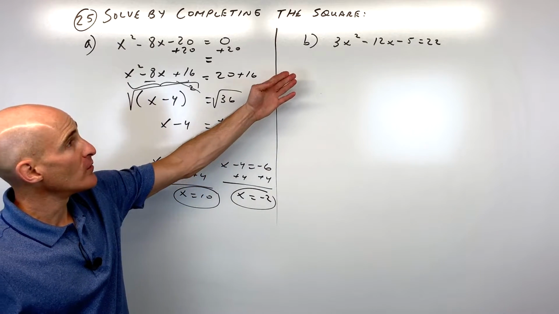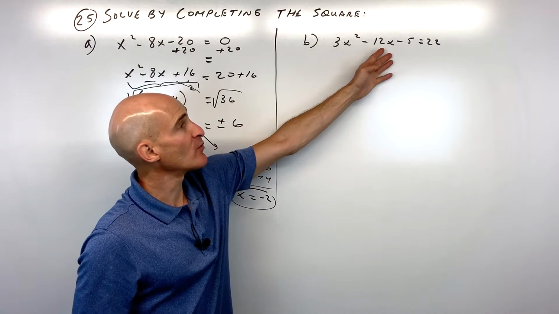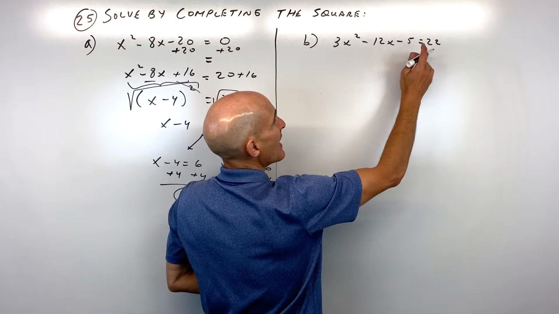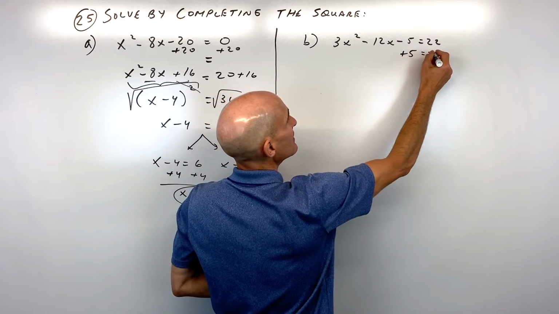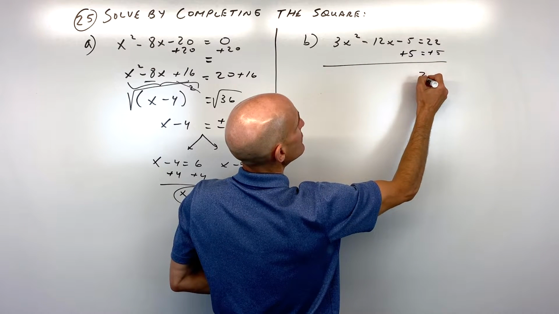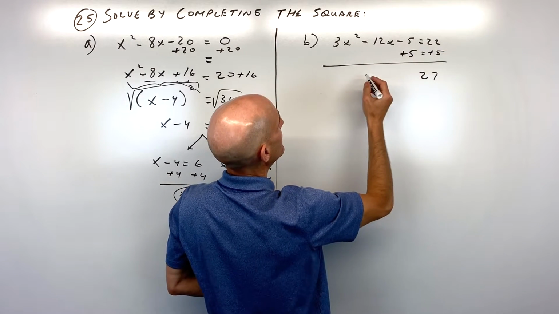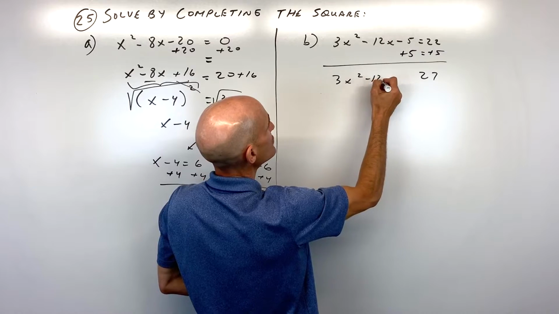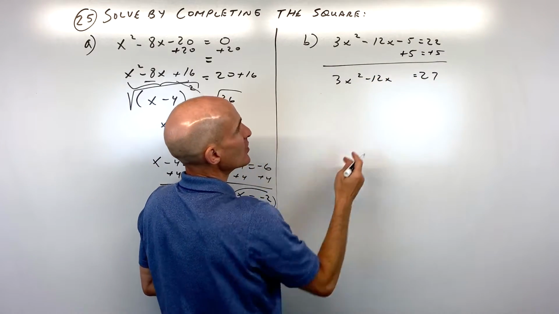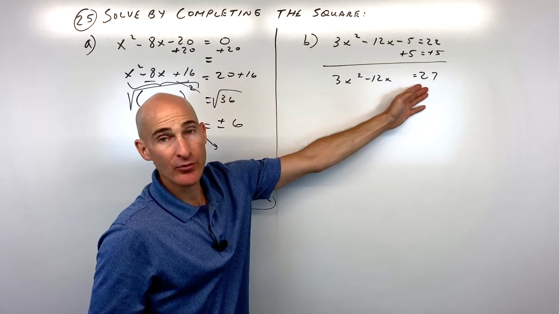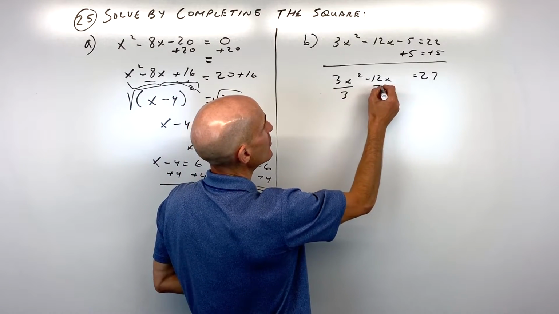For part B, though, see how we have that leading coefficient? So this one's a little bit more challenging. I'm going to get this constant to the other side of the equation just to get it out of the way. So that's going to give you 27. And here we have 3x squared minus 12x equals 27. I'm going to divide everything by 3, both sides of the equation, to keep the equation balanced.